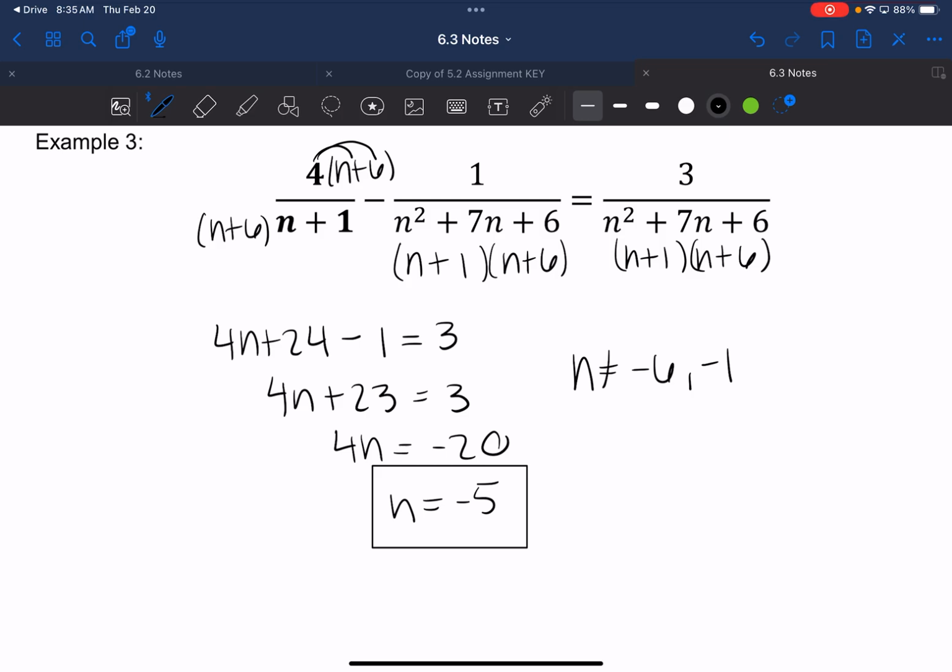With their solutions, but they forgot to go back and check for extraneous solutions. So do not forget to go back and check for what x cannot be.